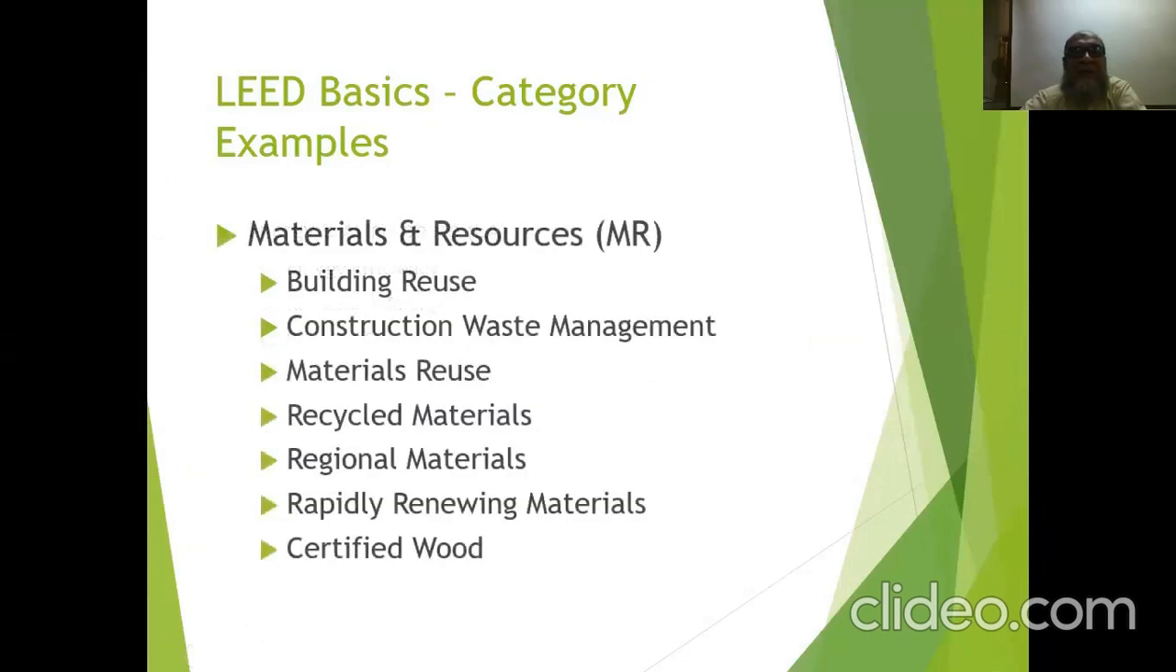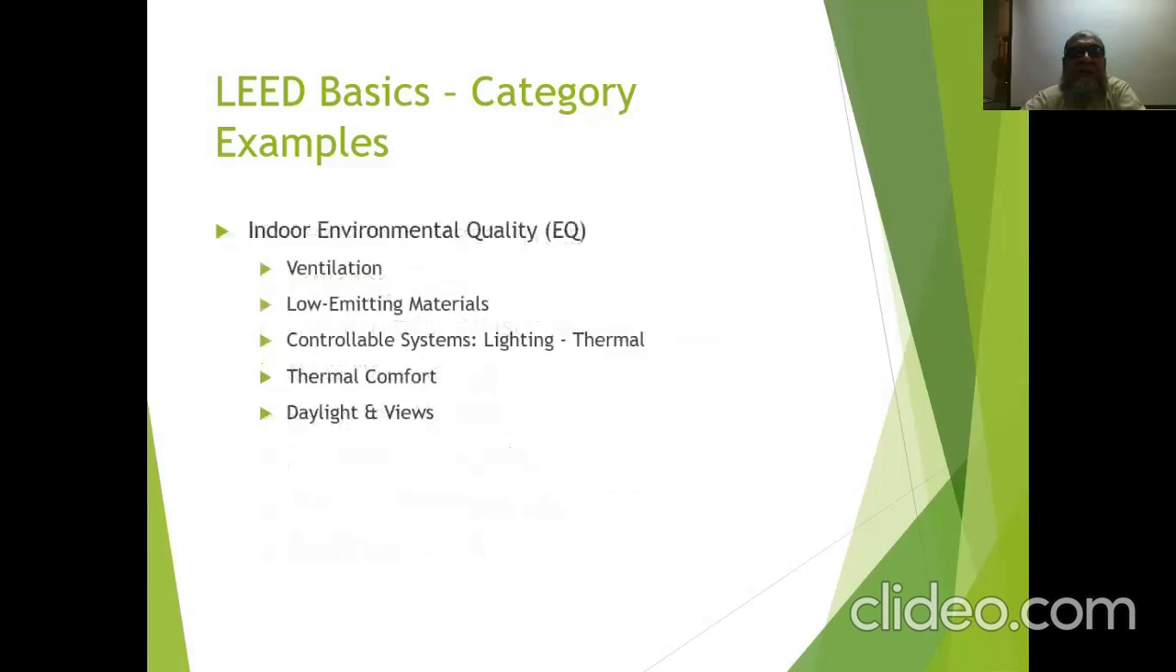Then there is water efficiency, renewable energy, and building commissioning. Then there are the material sources: building reuse, construction waste management, material reuse, recycled materials, regional materials, rapid renewable materials, and certified wood. Indoor environment quality means ventilation, low-emitting materials, controllable systems, thermal comfort, daylight and views.